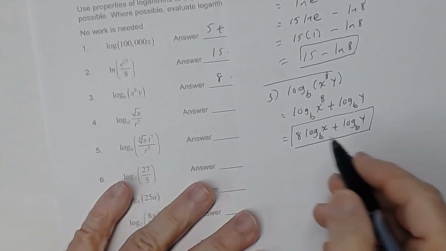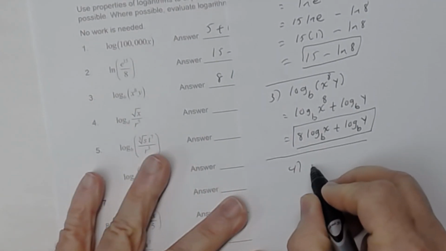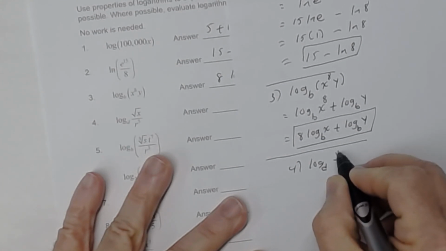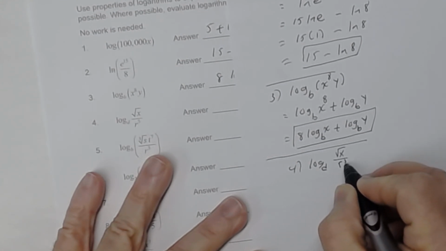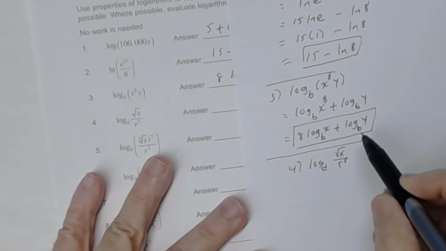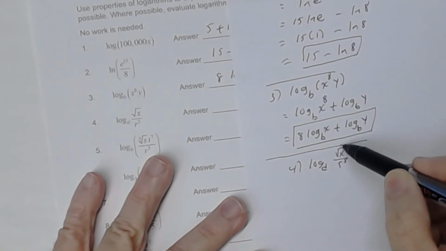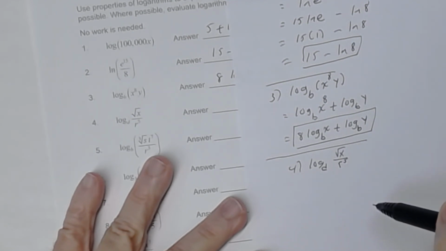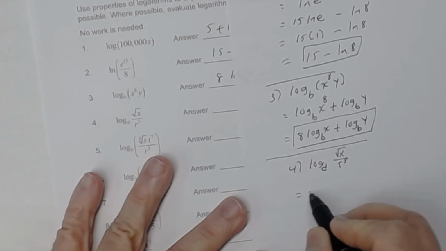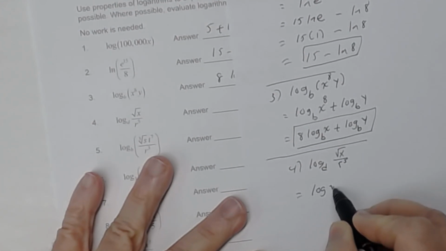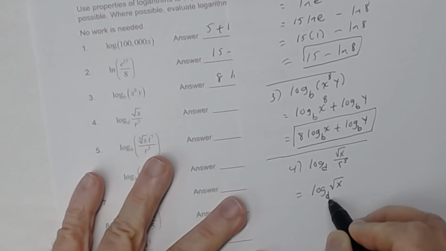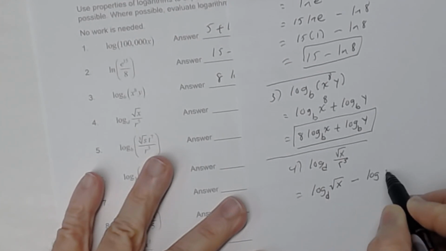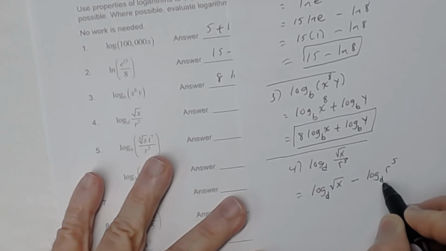Okay, let's look at number 4. Number 4, we have the log base d of the square root of x divided by r to the 5th. Now, notice I'm going to use the quotient rule first, and then I'm going to have to use the power rule at some point. So using the quotient rule first, this becomes the log of the square root of x base d minus the log of r to the 5th base d.